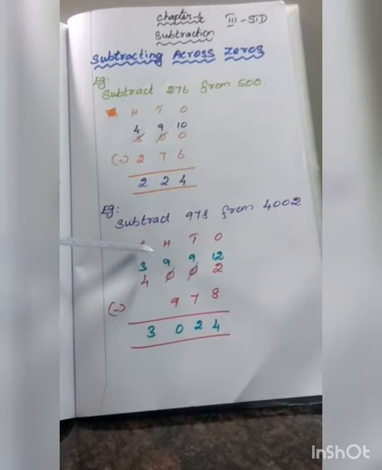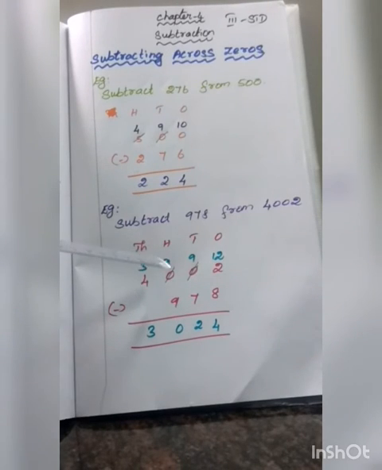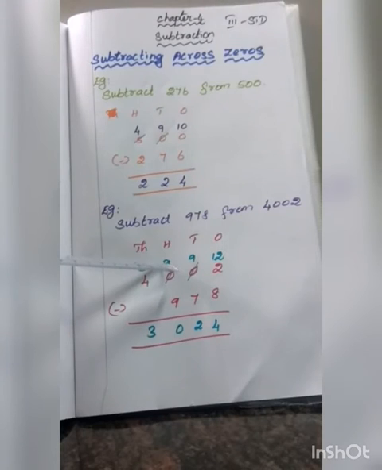If you borrow from the thousands place, we have to bring it to the hundreds place. If you take away 1 from the thousands place, you strike out this 4 and write 3 above it. So in the thousands place only 3 remains. Now you borrow this 1 to the hundreds place. In the hundreds place already 0 is there, so this becomes 10. Among this 10, borrow 1, so the 10 becomes 9. You strike out this 0 and write 9.